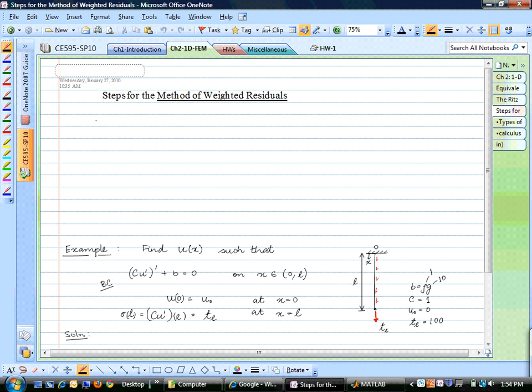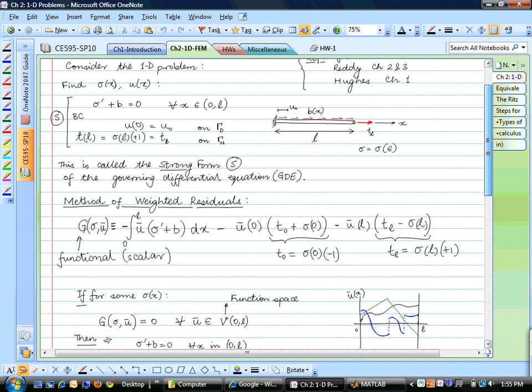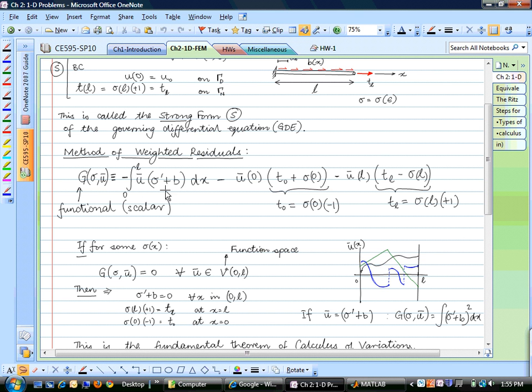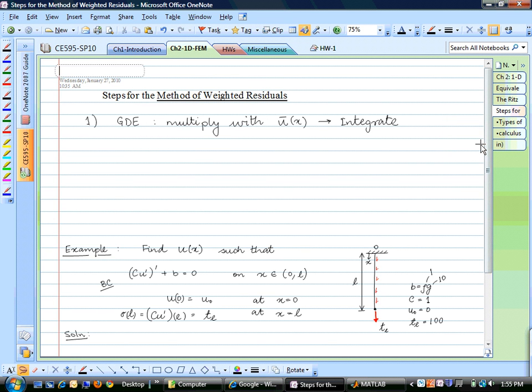So all right, the steps for the method of weighted residuals. The first step we said was take the governing differential equation, multiply with some virtual displacement function u bar of x, and integrate it over the domain. Okay, and that step is right here in the first line. We took the governing differential equation, multiplied with u bar, added some boundary terms, and we came up with, sorry, where is that? Yeah. So what we get is the statement of the method of weighted residuals. So this is the first step.